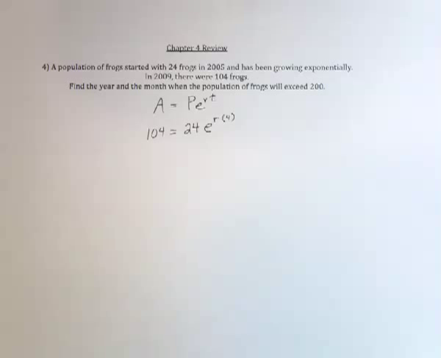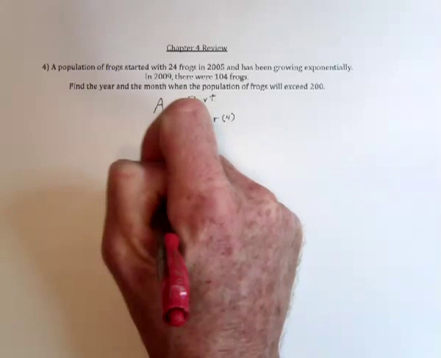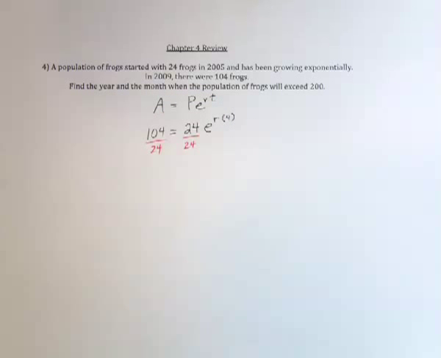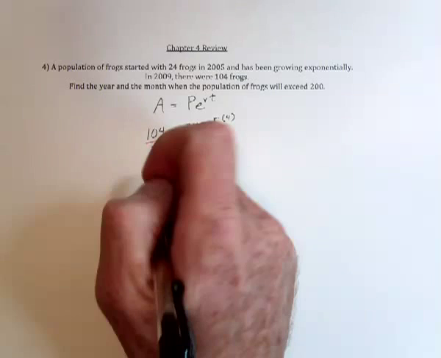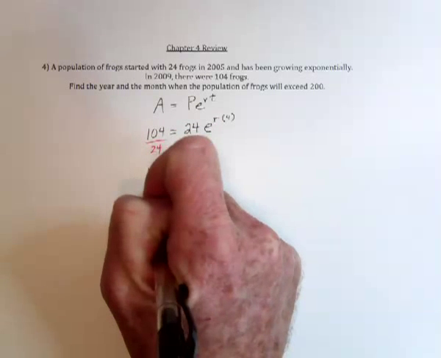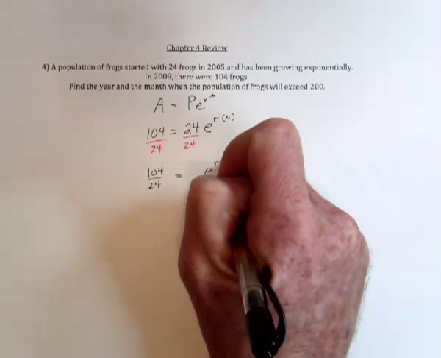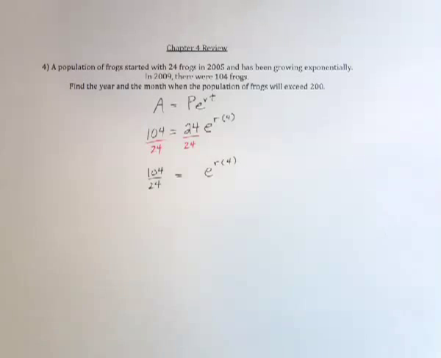So now to solve for r, we're going to have to take natural log, but the 24 is in the way, so get it out of the way by dividing both sides by 24. And you could reduce the 104 over 24 if you want, but we're going to be taking natural log of it in just a moment, so you can just leave it that way as well.